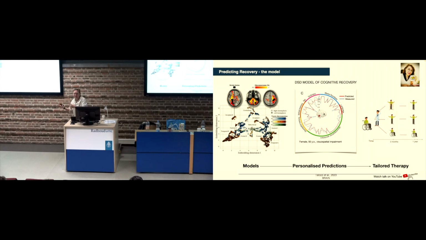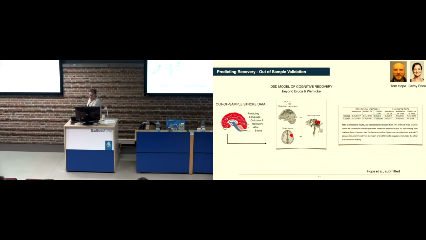Anyone can use the model and apply it to their own data, which is something that was recently done by a group with Tom Hope and Cathy Price at UCL London. They saw the model, they wanted to try it on their PLORAS data. The PLORAS is the predicting language outcome and recovery after stroke. It's a huge database. They collected it for over a decade. And what they did is they used their patients, their lesions, and put it into the model to see how the model predicts the outcome of their patients. And this is data the model has never ever seen before. It was completely blind to it.